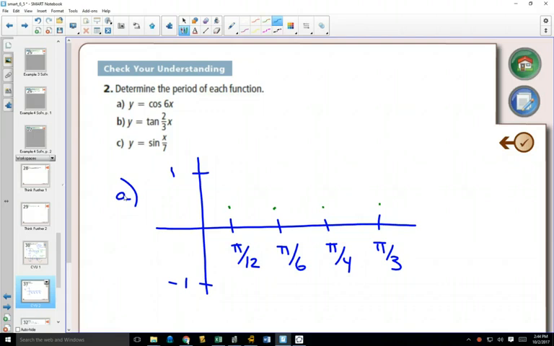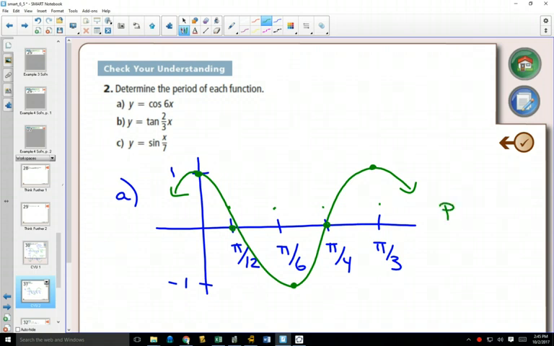So now that we've done that, it's a cos graph. Where does cos normally start? At the top, at the maximum. So you go from maximum to middle line, to minimum, to middle line, back to maximum. And this is the graph compressed horizontally by 1/6. Now, again, it didn't ask us to graph it, but for each of these we're going to graph them to get used to that. And then we can write what the period is, which is pi over 3.